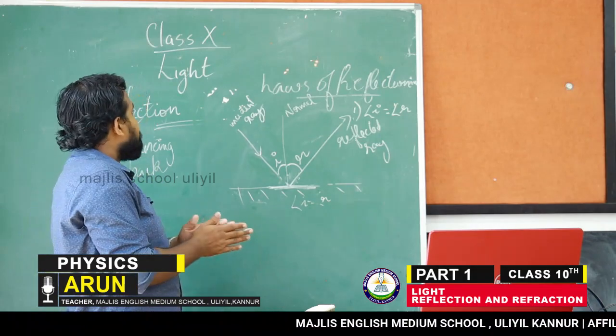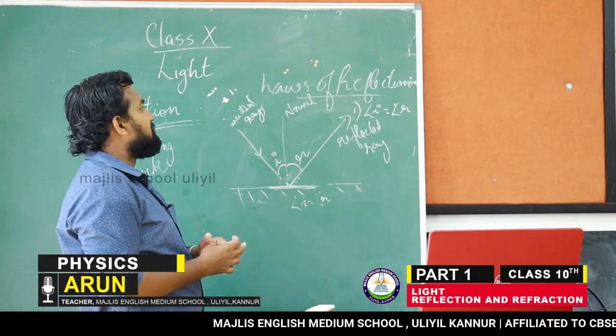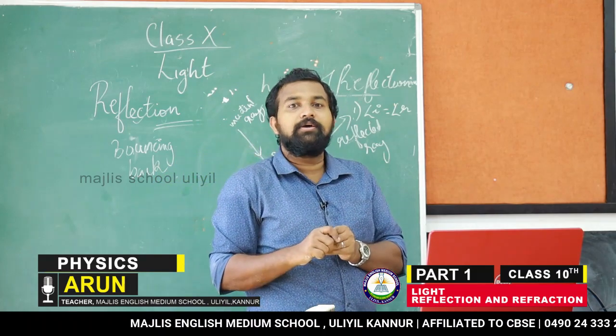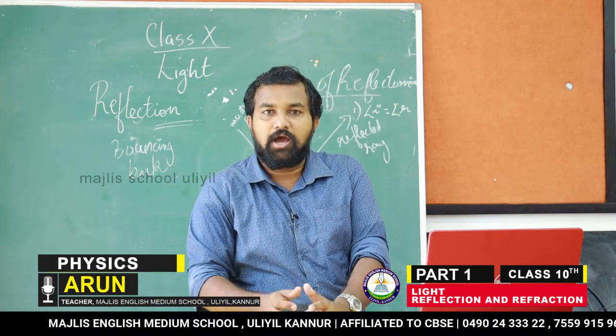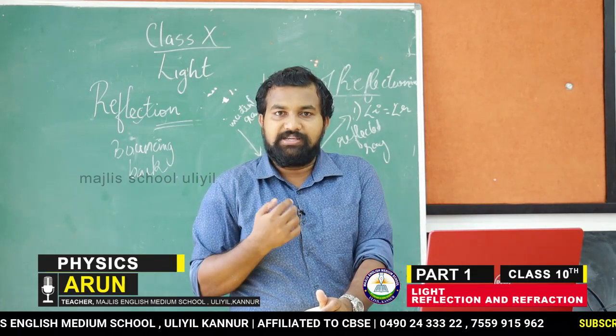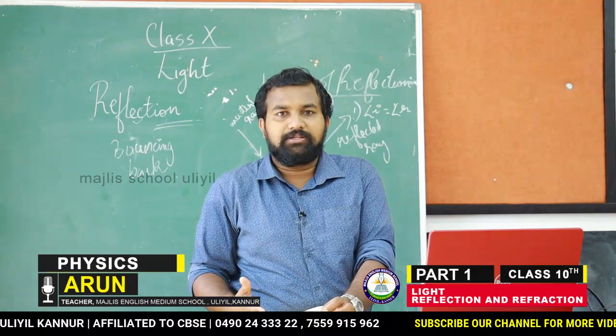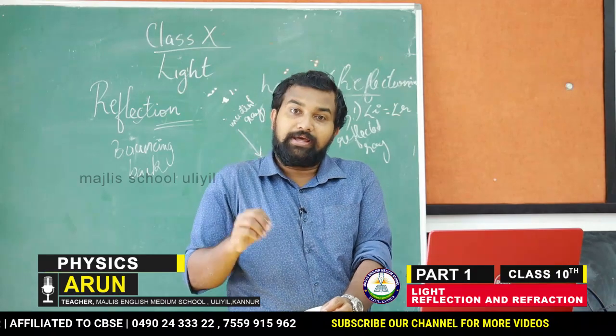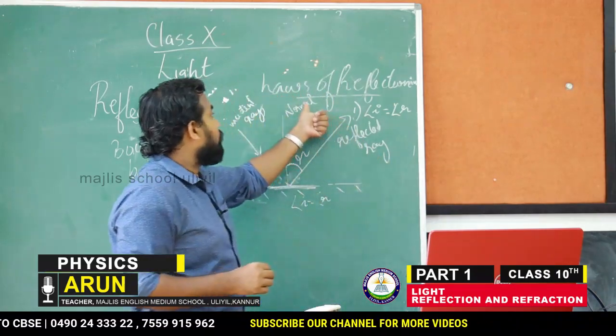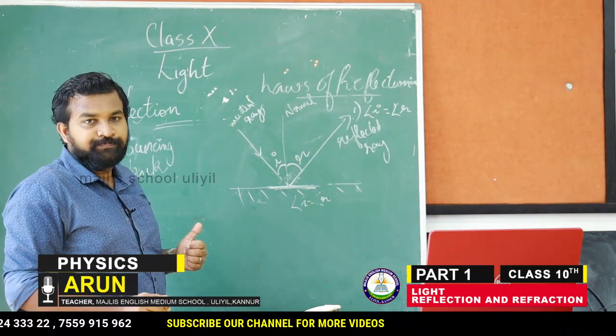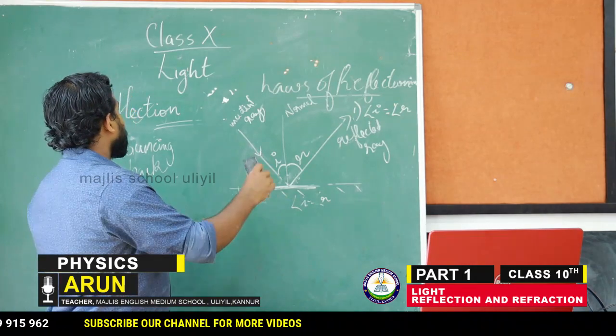Okay, so these are the laws of reflection, and in this chapter we will be studying image formation, how an image is formed. We are able to see ourselves in the mirror, isn't it? So how that image is formed, we will be studying in this chapter. For that we need what? The laws of reflection are required. Clear?